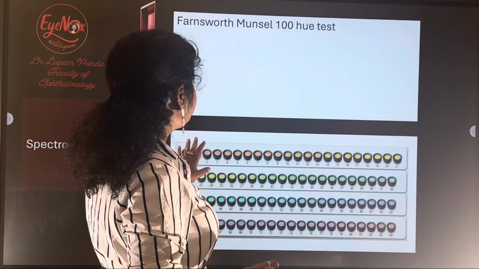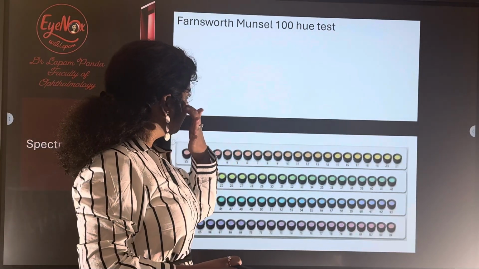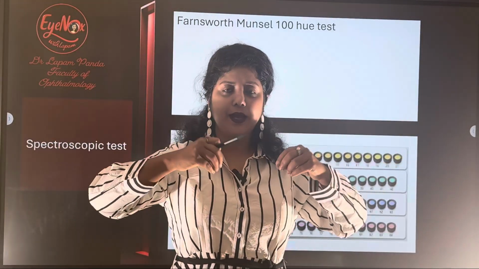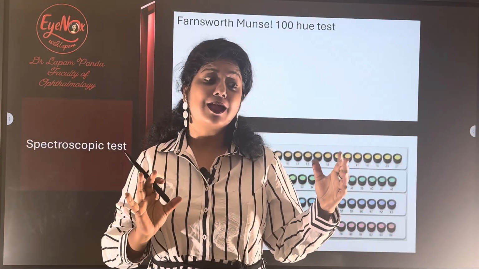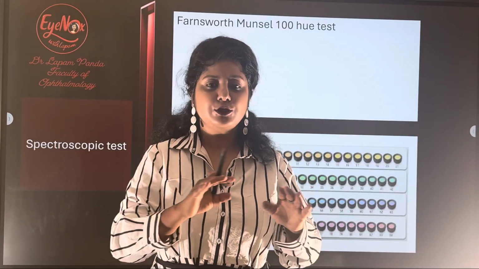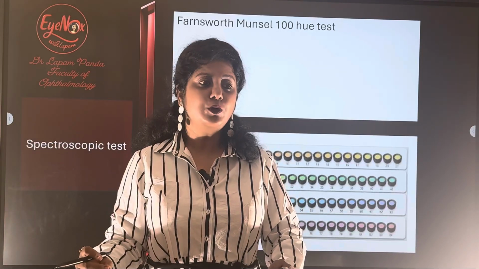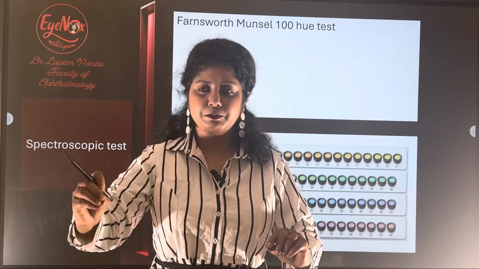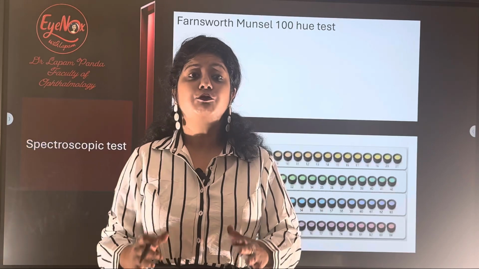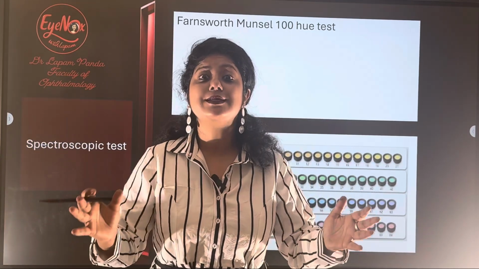So first, the Farnsworth 100 hue test. There are 100 kinds of colors and the patient is asked to match each color with one of the colors. So among the 100 colors present, the patient will be asked to match one color with each of the colors, which means the patient will have to sit for a long time to get this done.